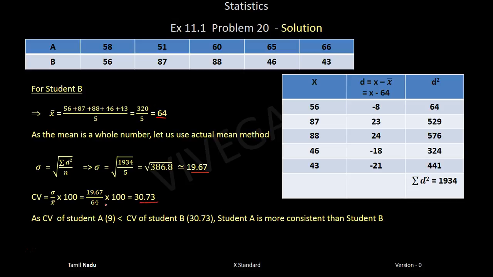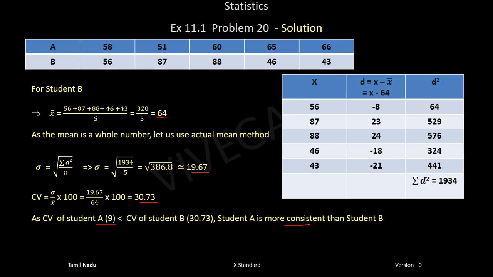Please use logarithms if you are not able to get it. Actually, I prefer you to do logarithms. You have to do it yourself. The coefficient of variation for student B is 30.73. The first student is 9 and the second student's coefficient of variation is 30.73. Therefore, student A, who has got the lower value of coefficient of variation, is more consistent. The lower the value of CV, the more consistent the data is.